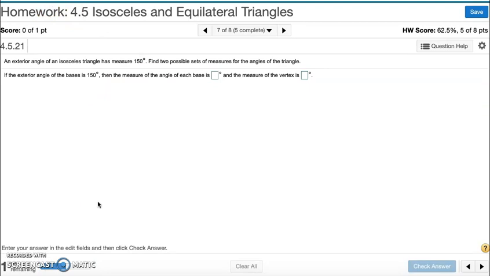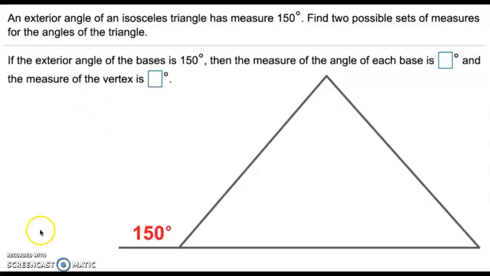Number 7, an exterior angle of an isosceles triangle has measure 150 degrees. Find two possible sets of measures for the angles of the triangle. So let's do that. So if the exterior angle of the base is 150, so I drew it here showing the exterior angle of the base. Then we got to find the measure of each base and the measure of the vertex. Well, this angle and the base are linear pairs, so that means they add up to 180. So we subtract 180 from 150, and we get 30. So both of these are 30.